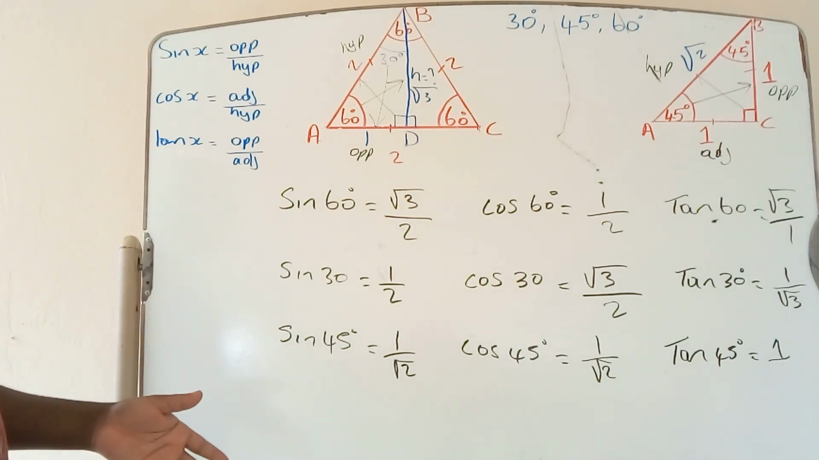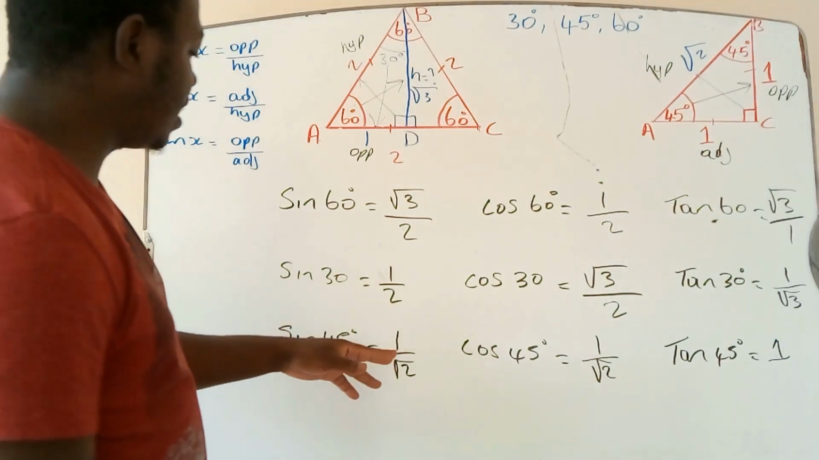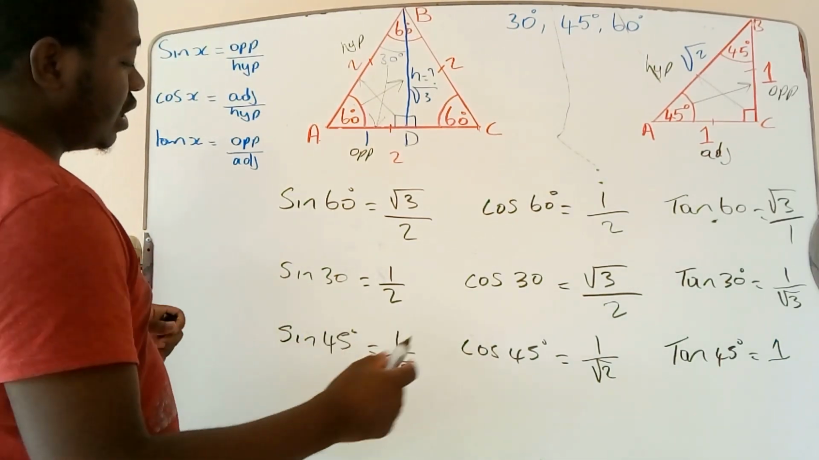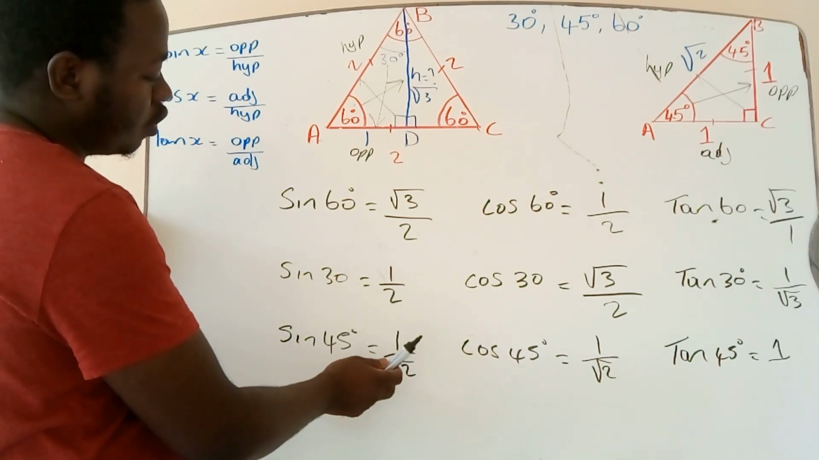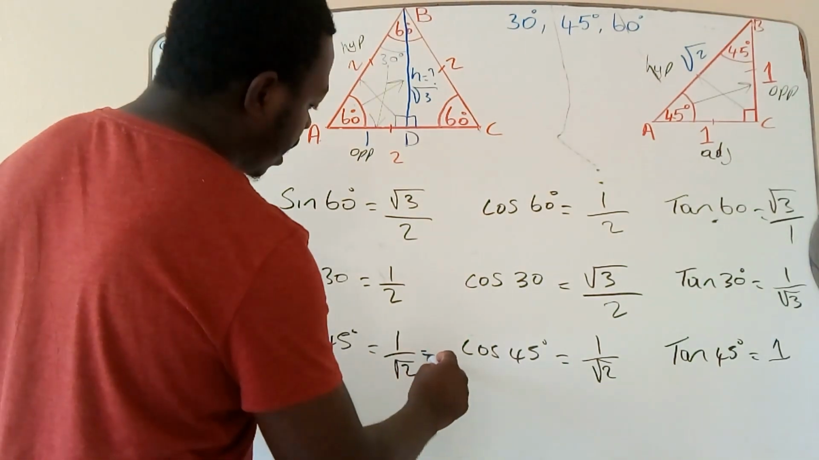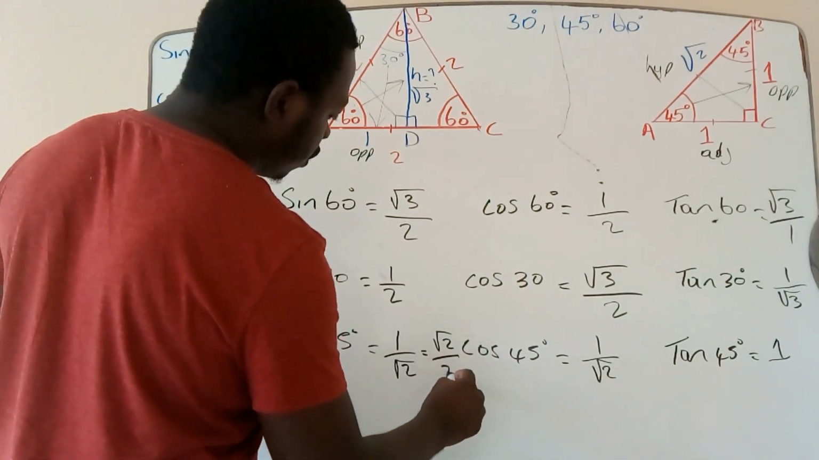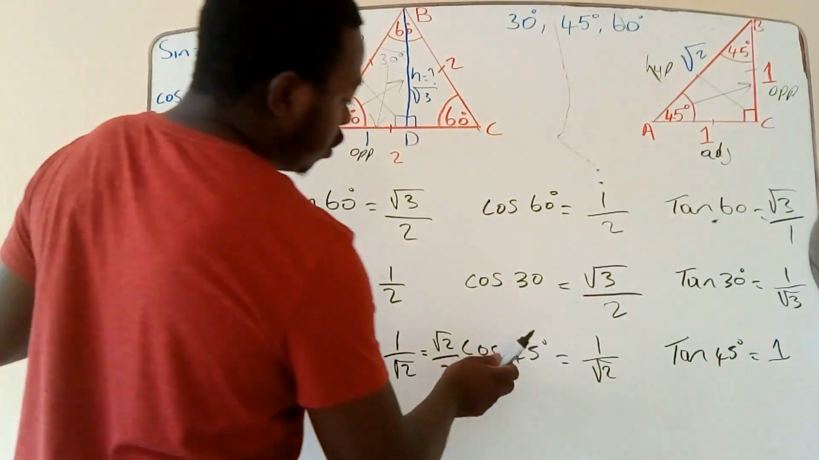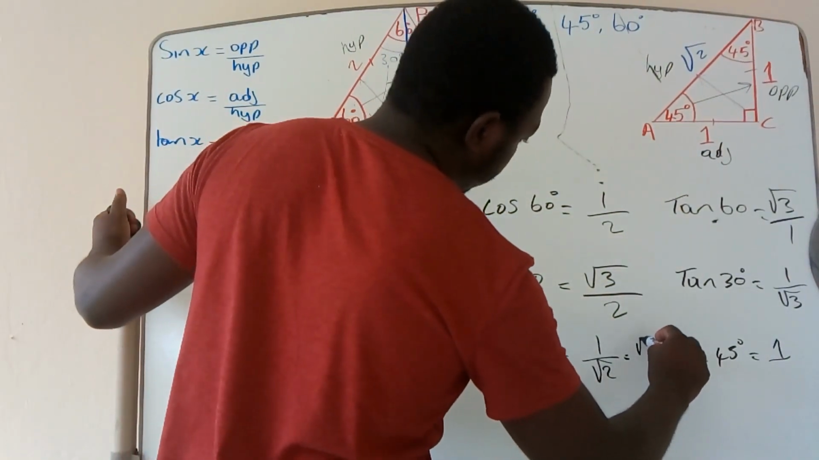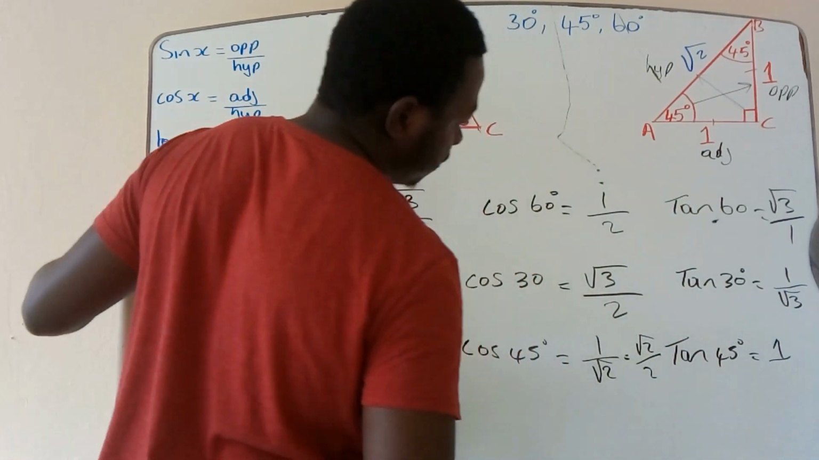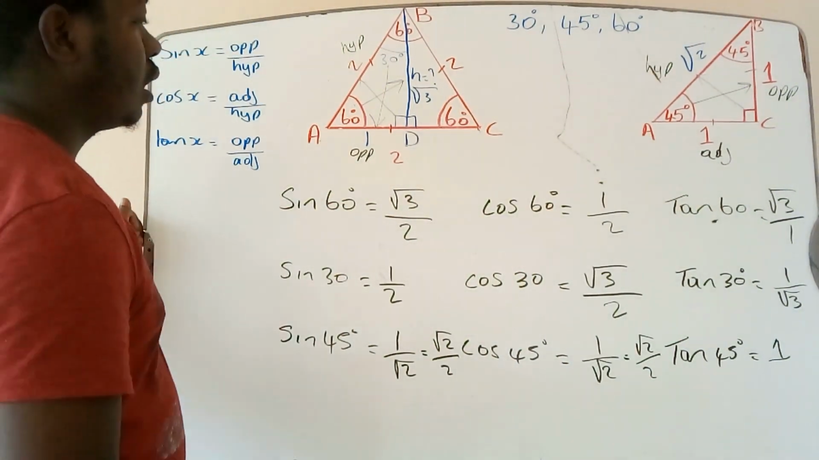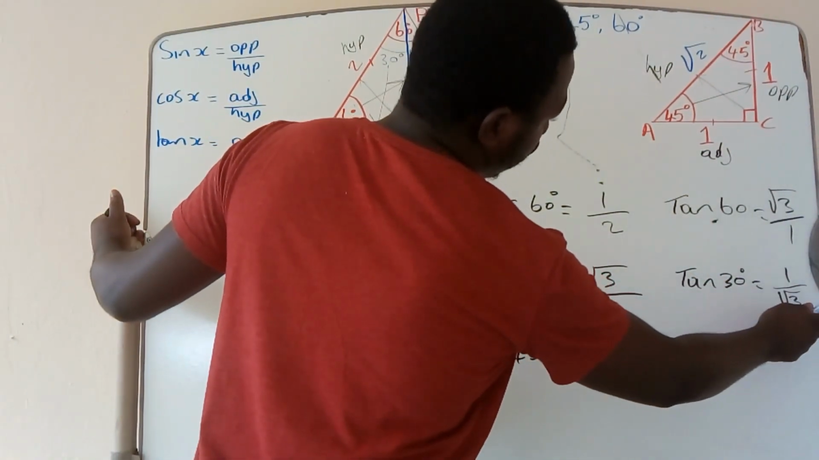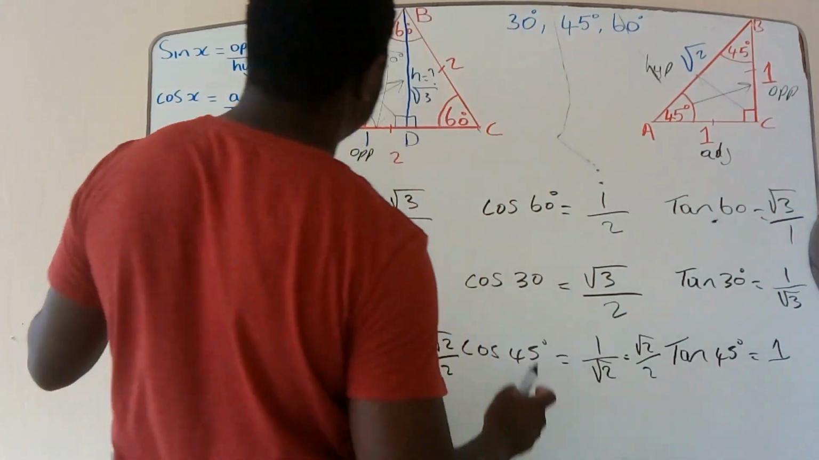Right? Now, if you know about rationalization, we could also rationalize the denominator here, because if we rationalize 1 over root 2, that is the same thing as root 2 over 2. So sine 45 is root 2 over 2, or 1 upon root 2. And also cos 45 is the same thing as root 2 over 2 as well. So that's a point to note. And here, tan 30 is the same thing as root 3 over 3, because we could rationalize the denominator.